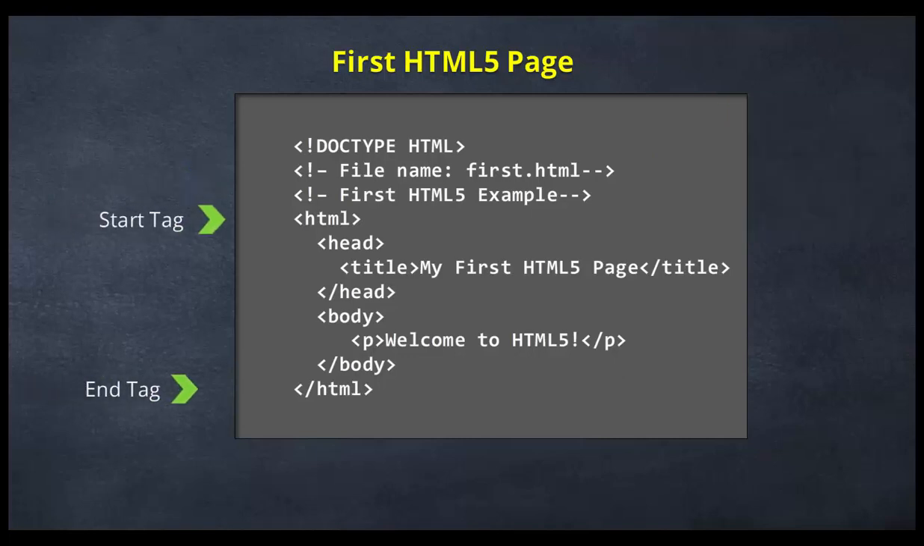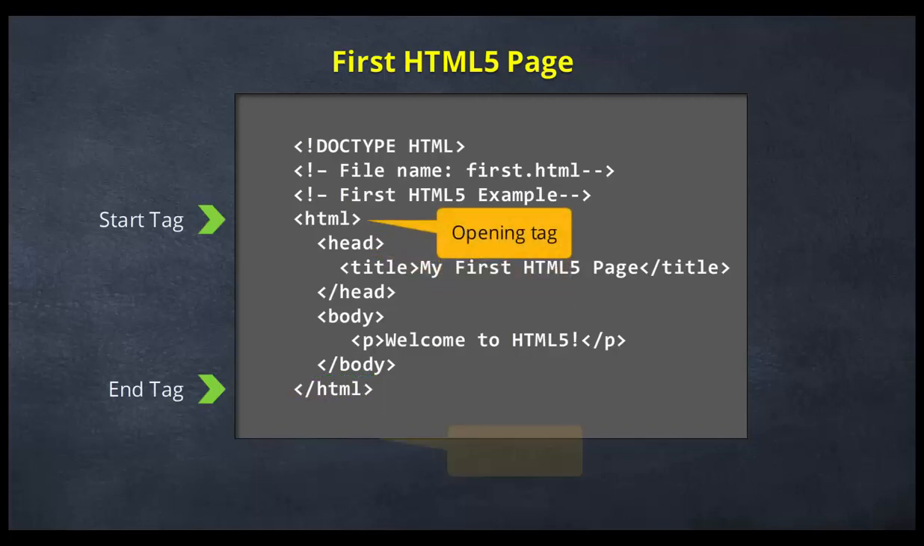Start tags and end tags. An HTML element consists of a start tag, an end tag, and the content inside. Start tag, element name in angle brackets. For example, end tag, element name preceded by a / in angle brackets. For example, the begin tag is also known as the opening tag. The end tag is also known as the closing tag.